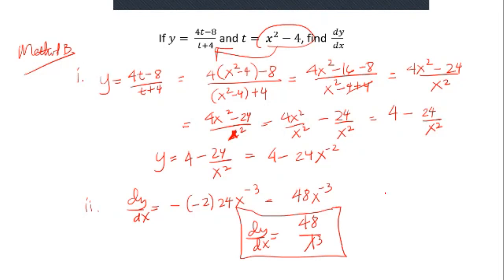So it's up to you whether you use method A or method B, whichever is more convenient, easier for you to understand or do. So that's it. This is getting the derivative using chain rule for differentiation. Thank you for listening.